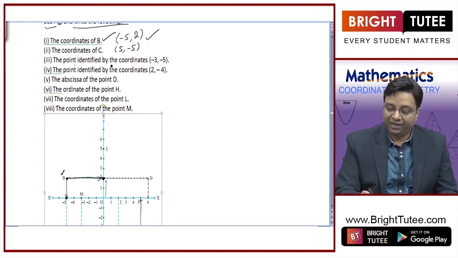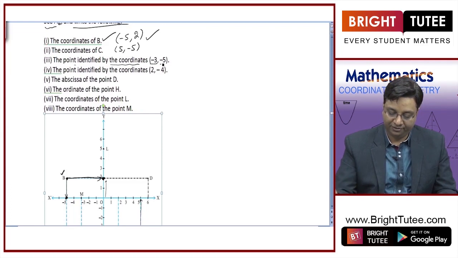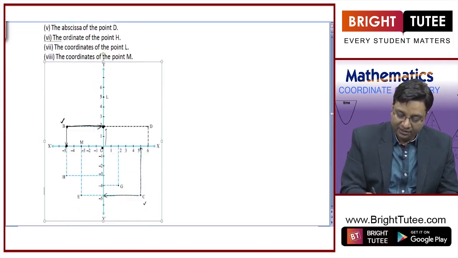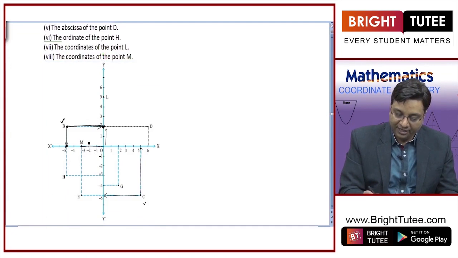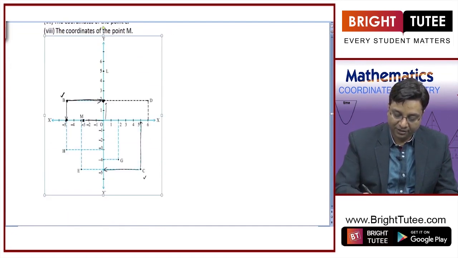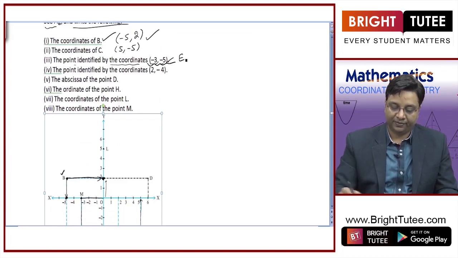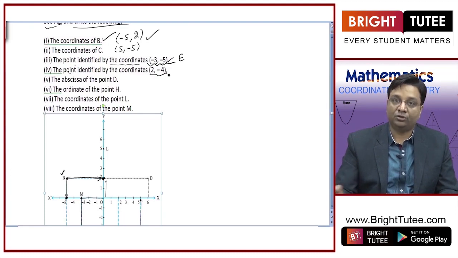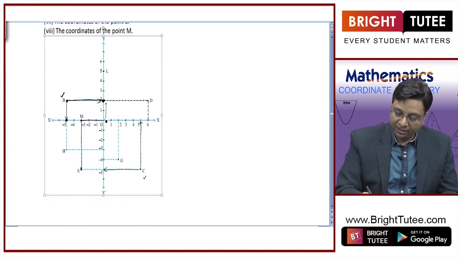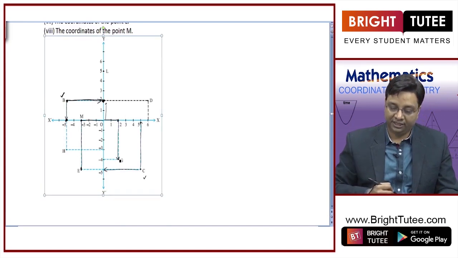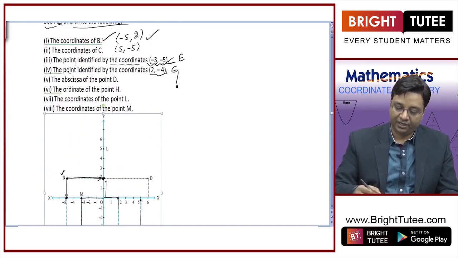The point identified by the coordinates -3, -5. So, -3 in the x direction will take me to this point, and then -5 in the y direction will take me to this point here, which is E. So, the point identified by these coordinates is E. Point identified by the coordinates 2, -4. So, 2 in the positive x direction and -4 in the y direction will take me to point G. So this is G. Okay.